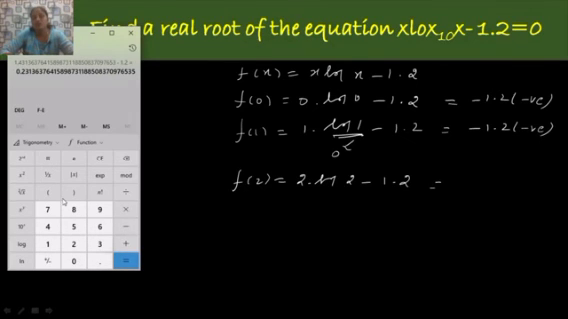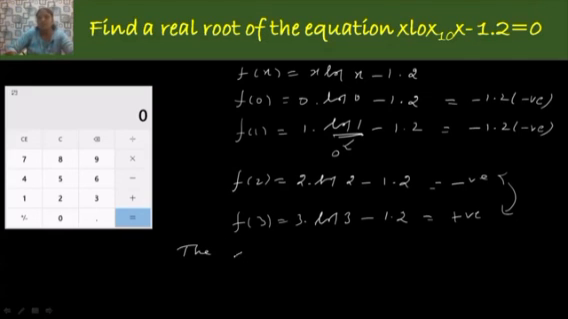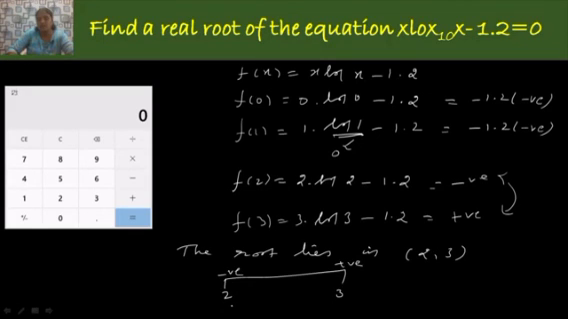So f of 2 gives a negative value and f of 3 gives a positive value. That is, f of 3 is 3 log 3 minus 1.2, which is positive. So there is a change of sign from negative to positive. Therefore, the root lies in the interval 2, 3. At f of 2 the function takes a negative value, and at f of 3 the function takes a positive value. So here I have to take a as 2 and b as 3.